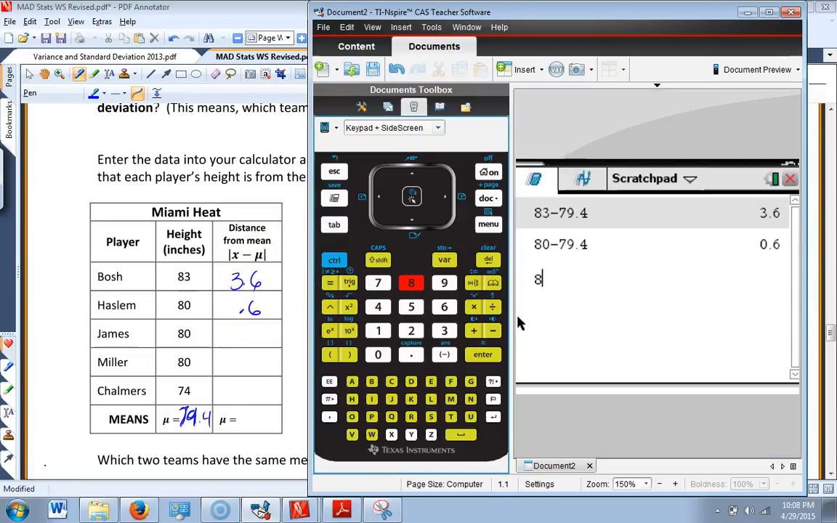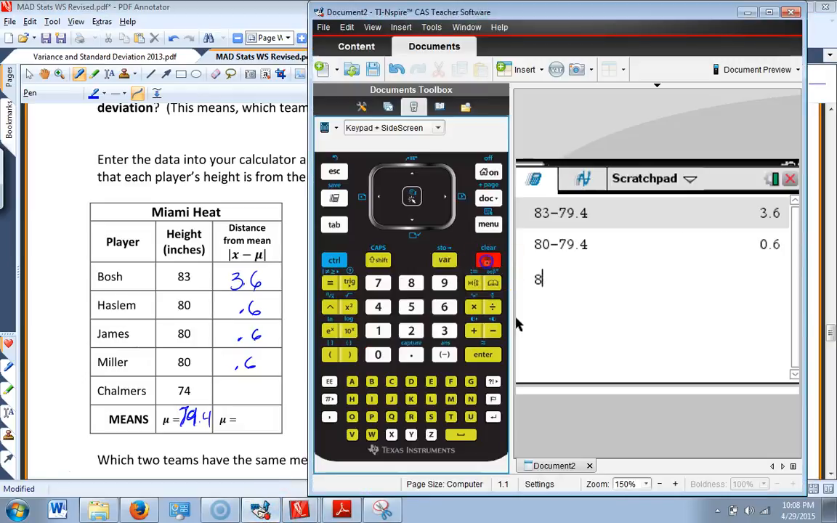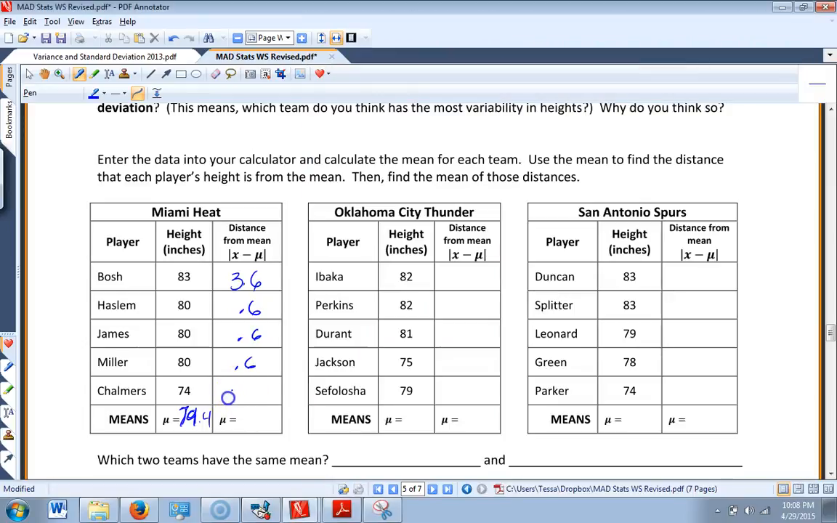I started doing this, and we have our absolute value bars here. Anytime we get a negative number for that deviation, we're just going to take the positive form of that deviation. So this is going to be 0.6, and now 74 minus 79.4. We got negative 5.4, but since we're taking the absolute value of that, that's going to be a positive 5.4.